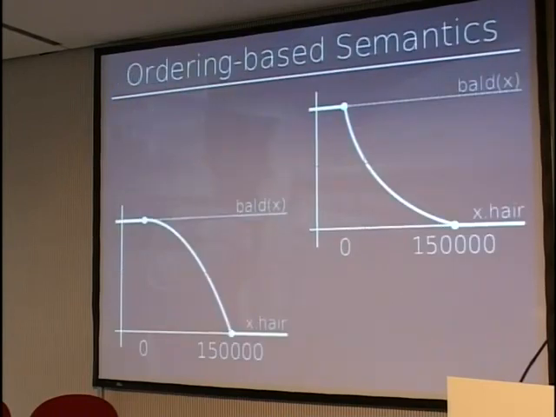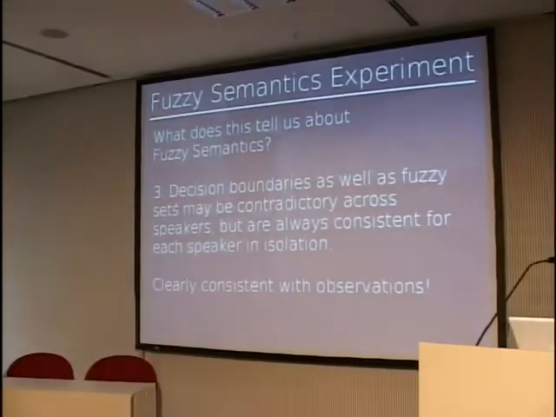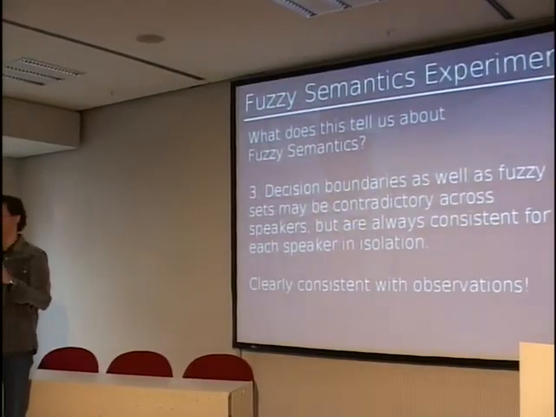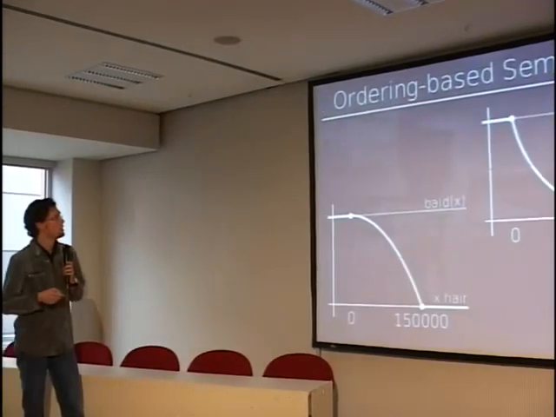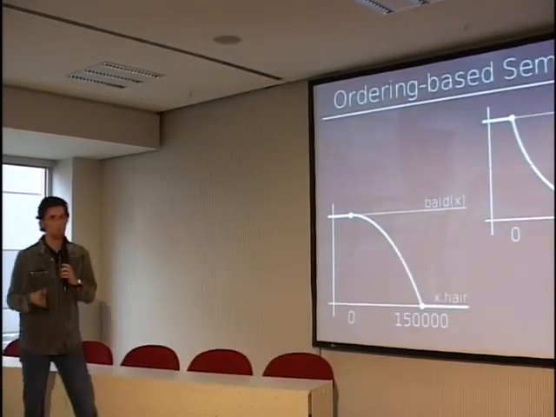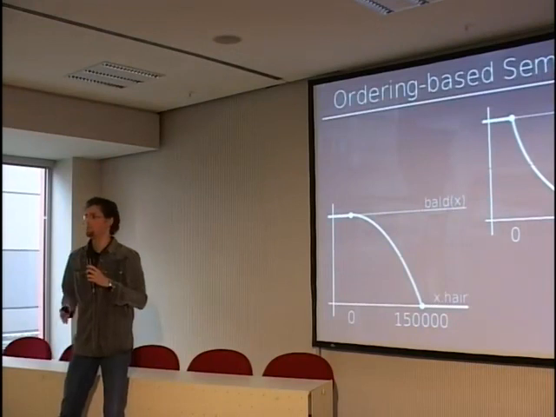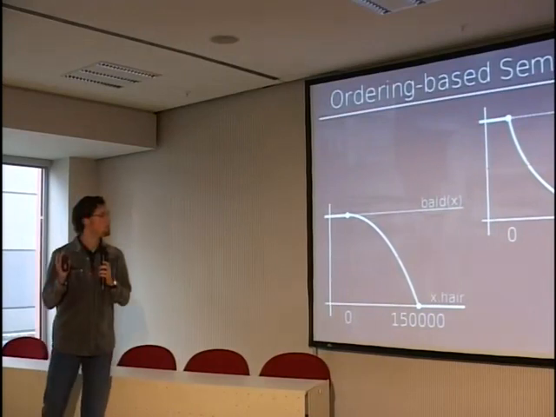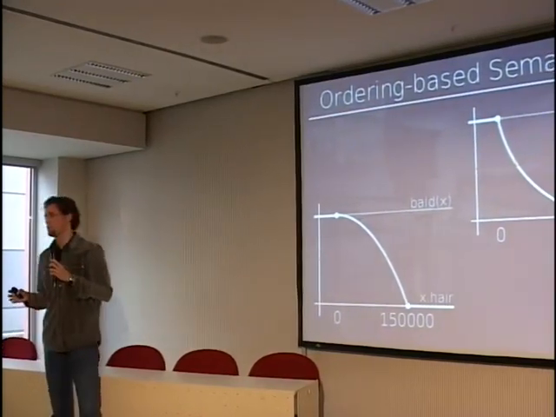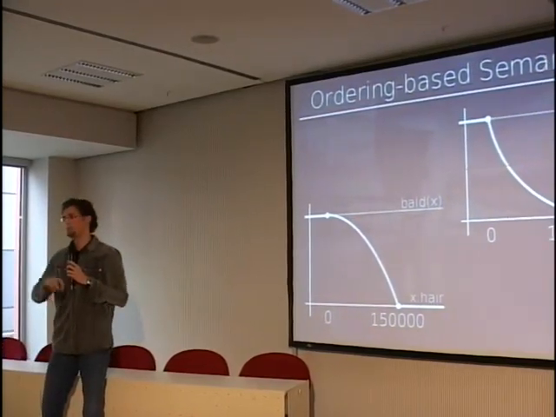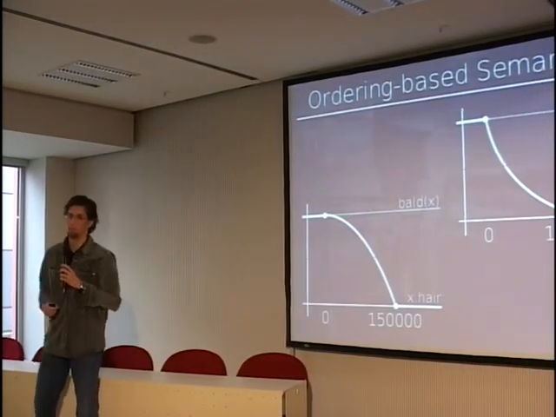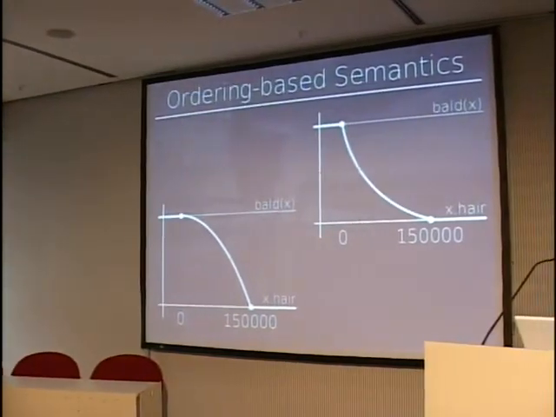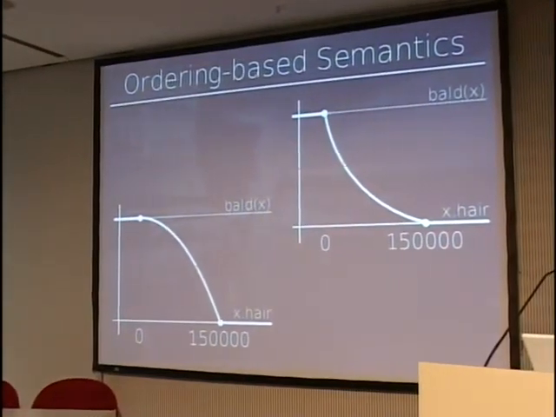Another thing was that decision boundaries can be contradictory across speakers, but they're never contradictory within a speaker. Some people call something a small city, a tiny city, that other people wouldn't even call a small city. But you never get one person calling a city tiny that's actually larger than a city they've already called small. So this led us to adopt this approach of ordering-based semantics.